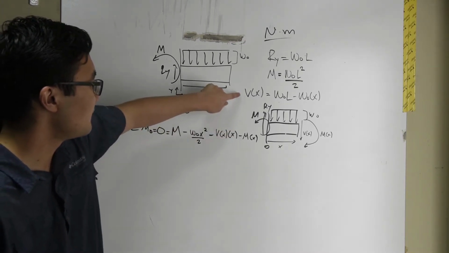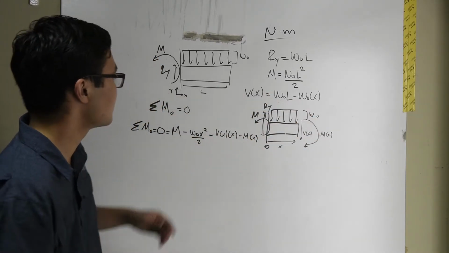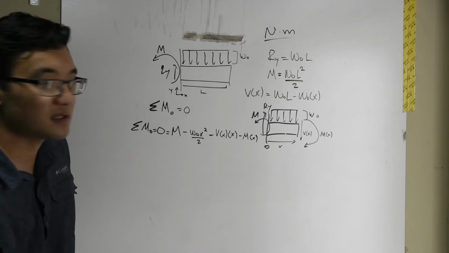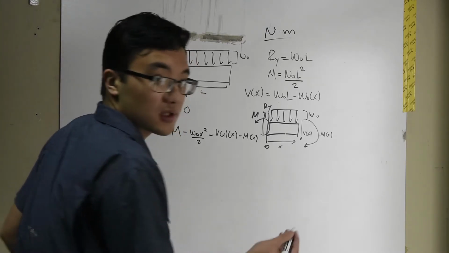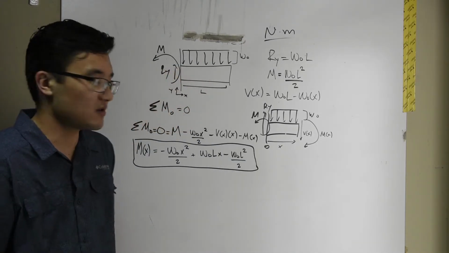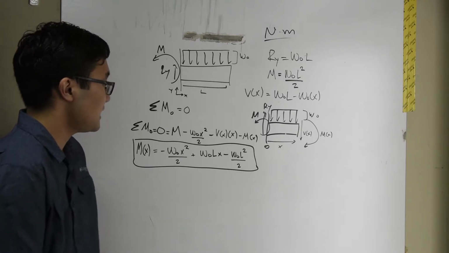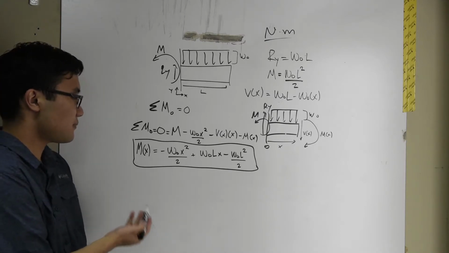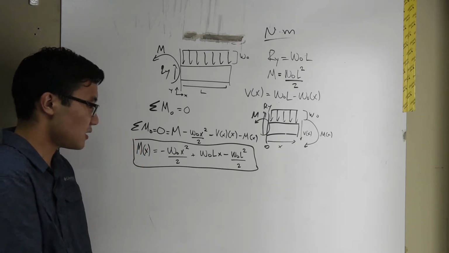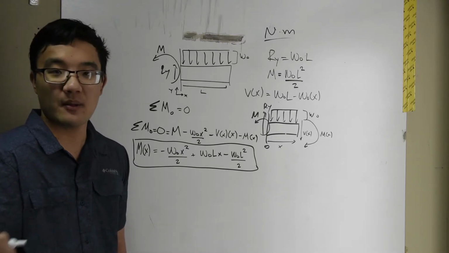But it's just algebra. V of x gets plugged in as w naught L minus w naught x right here, multiplied by x. Moment gets plugged in as w naught L squared over 2. And we basically solve for M of x, which I'll do here shortly. So after you do a little bit of tedious algebra, it's not that bad, you're going to end up with an expression that looks like this. And what this is here is an expression of the moment as a function of x as you move along the beam.